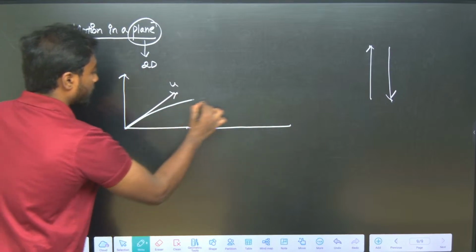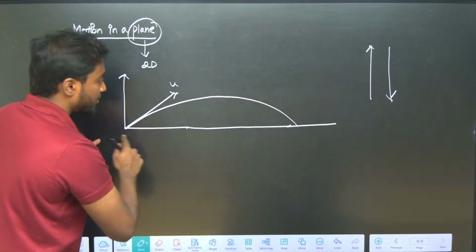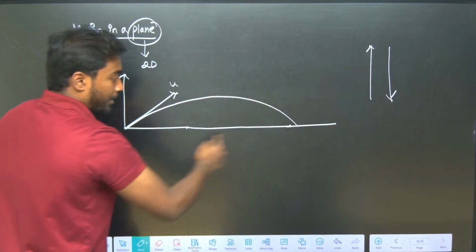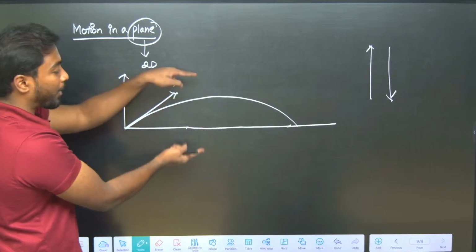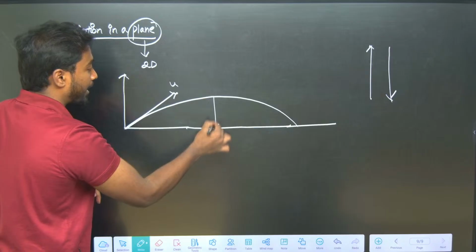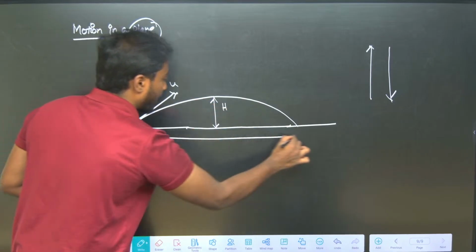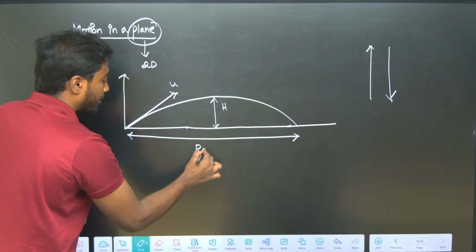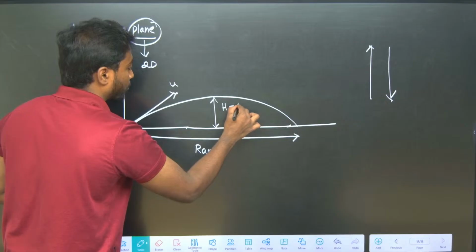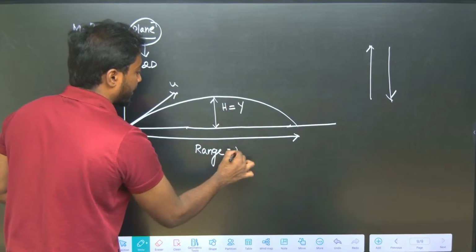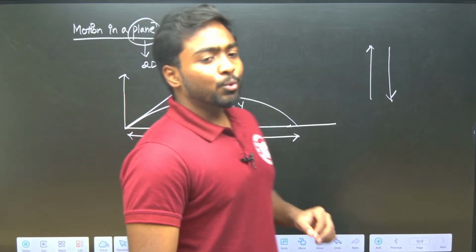So obviously it will reach some distance on the x axis, and it will reach some maximum height on the y axis. This is my height and this is my range, I will say, how much range it has travelled. So this is h max on the y axis, and this is the x axis.